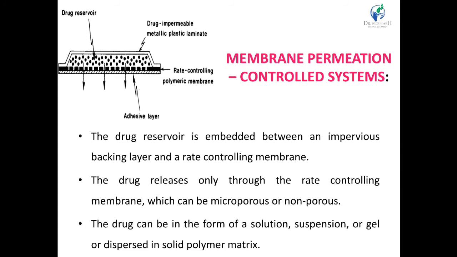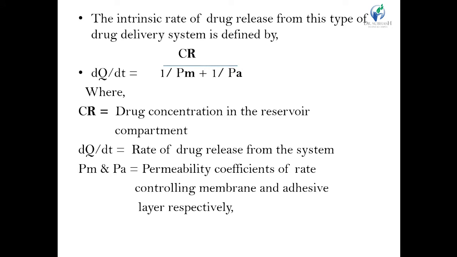In the previous one, the drug diffuses from the polymer matrix, and here the drug is released or diffused from the rate controlling membrane, which can be a microporous or non-porous semi-permeable membrane. The drug can be in the form of a solution in the core part, a suspension, a gel, or dispersed in a solid polymer matrix. This is the equation for the rate of drug release.